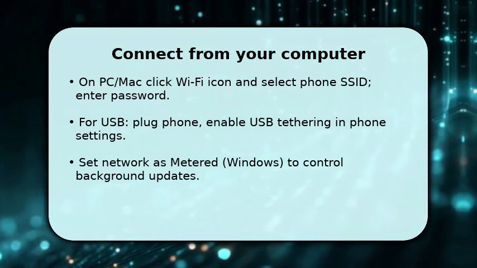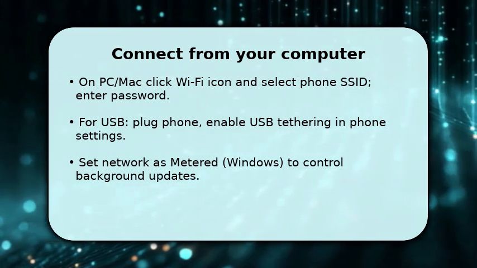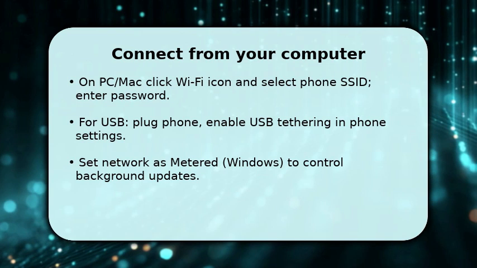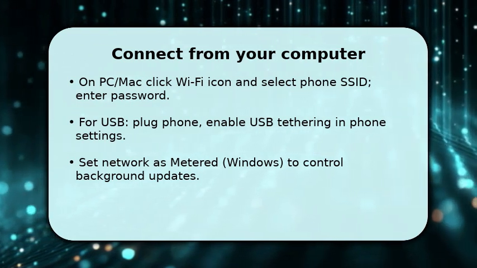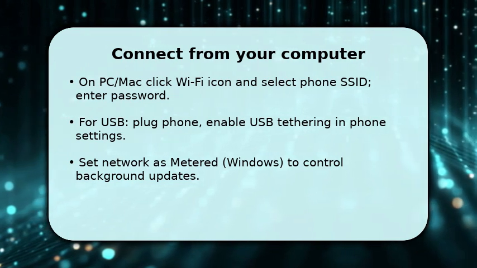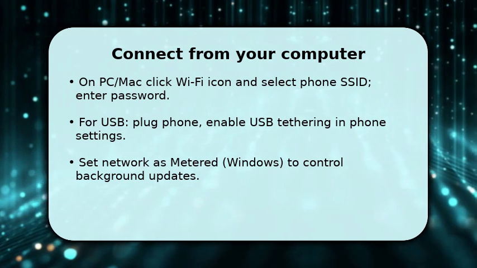If you prefer the most stable link, plug the phone into USB and enable USB tethering on the phone. The computer will use it like an Ethernet connection. For laptops, set that connection to metered on Windows to avoid big automatic updates. On Mac, prioritize the connection under Network Preferences.